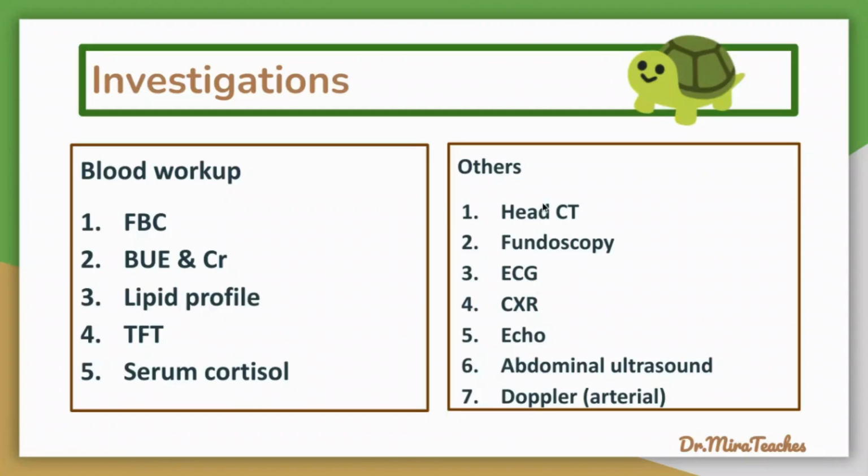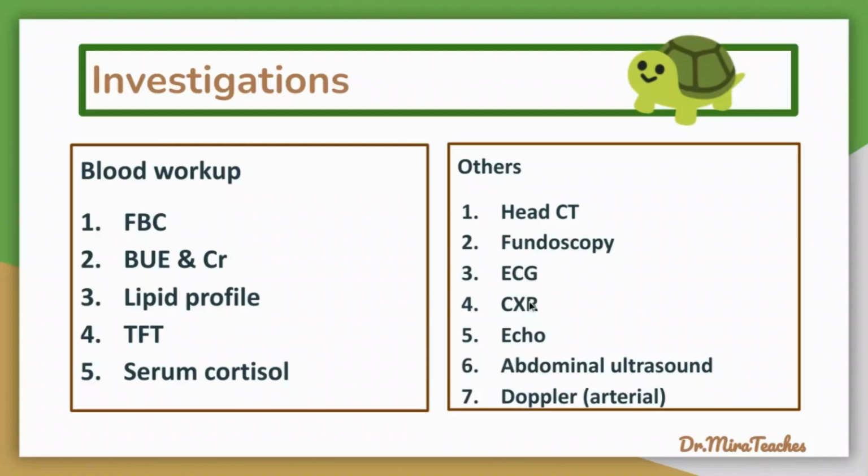Then for others, you start from head to toe. Remember, when you are looking at the complications, you start from head to toe. When you're investigating, you also start from head to toe. So from the head, what can you do? Things like stroke, you can do a head CT scan or MRI. You come to the eyes, you can do fundoscopy. Then you come to the heart.